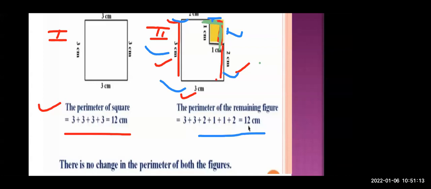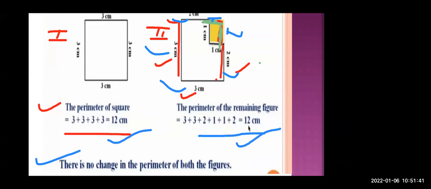The answer here: the perimeter of a square does not change if we cut some part. It will remain the same. If I add the perimeter of the square, it is 12 centimeter, and if I add this, it is also 12 centimeter. So what do we have to write? There is no change in the perimeter of both the figures.